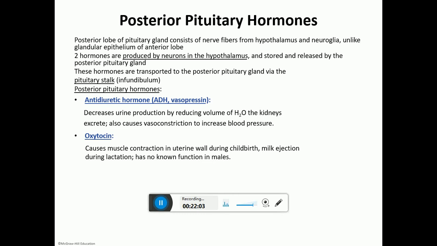Now for the hormones of the posterior pituitary gland, remember again, these hormones are really made by the neurons in the hypothalamus, but they are just stored and released by the posterior pituitary.